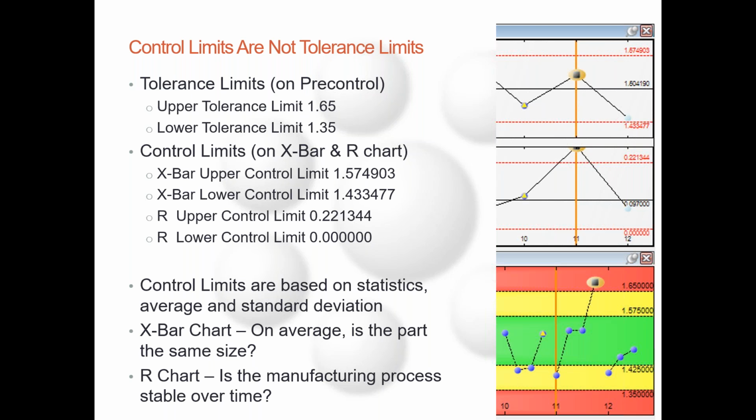The upper control limit on the R chart is 0.221, and trust your software to do this for you. Unless you're really into statistics and enjoy the calculation, then have your heart's content. But it's much easier just to let the software tell you what it should be and live with it. Control limits are based on statistics, average and standard deviation. The XBAR chart on average is the part the same size. That was that earlier part.